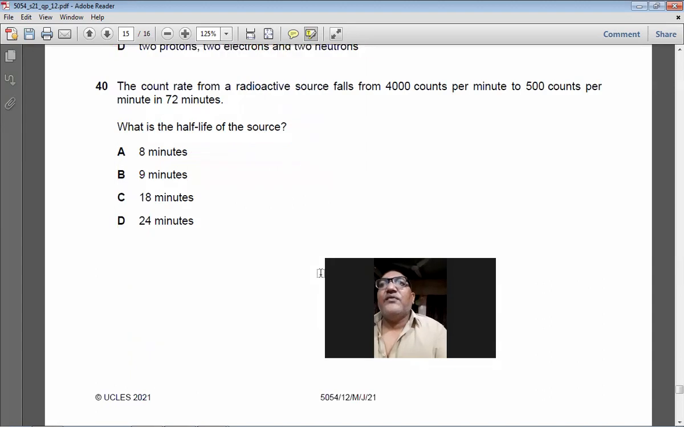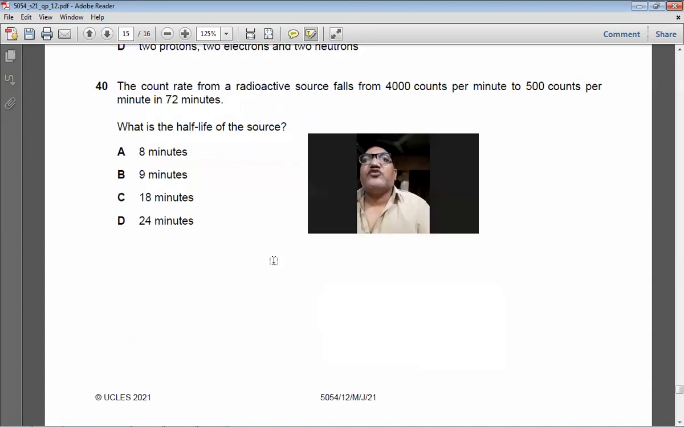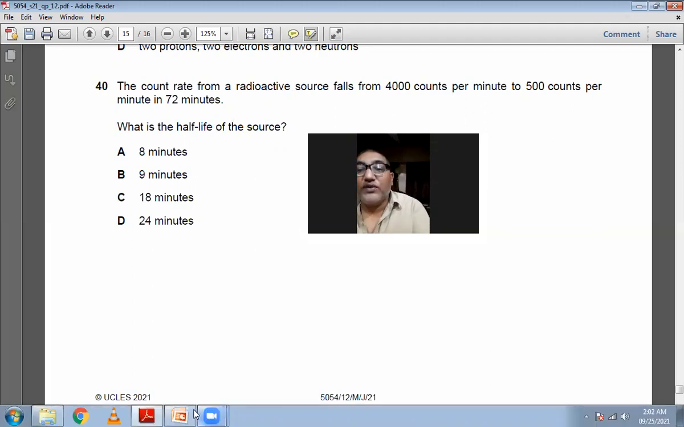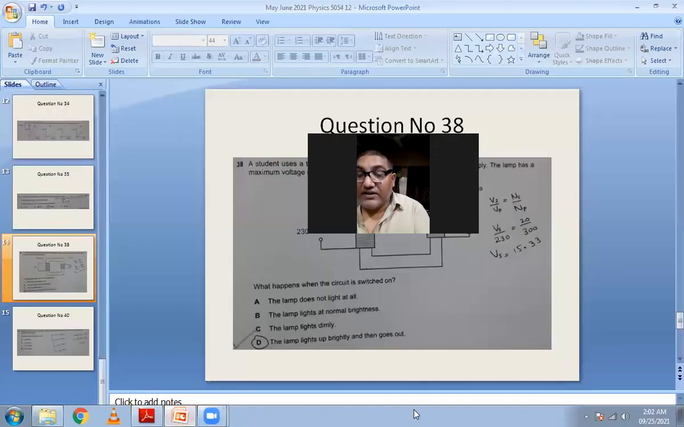Okay, so we go to the next question. The next question is question number 40. It says the count rate from a radioactive source falls from 4,000 counts per minute to 500 counts per minute in 72 minutes. What is the half-life of the source? Let me show you how we have done this. I've done this on a paper.